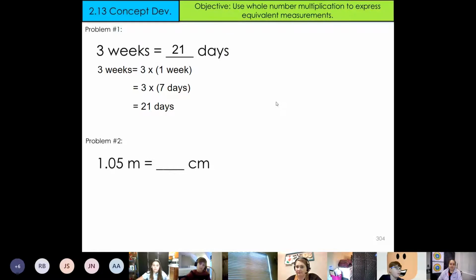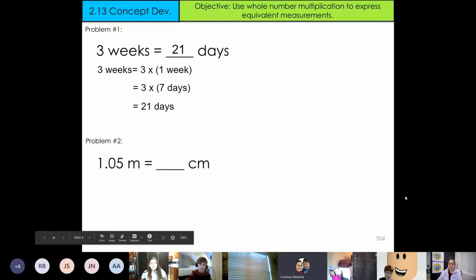Very good. All right, Ms. McGarity is going to walk through problem number 2, and then we're going to give you guys some practice to do on your own, okay? Miss Peters, you might want to, yes. Can you take that one? Yeah, I'm sorry, sure. I'm having an issue here.